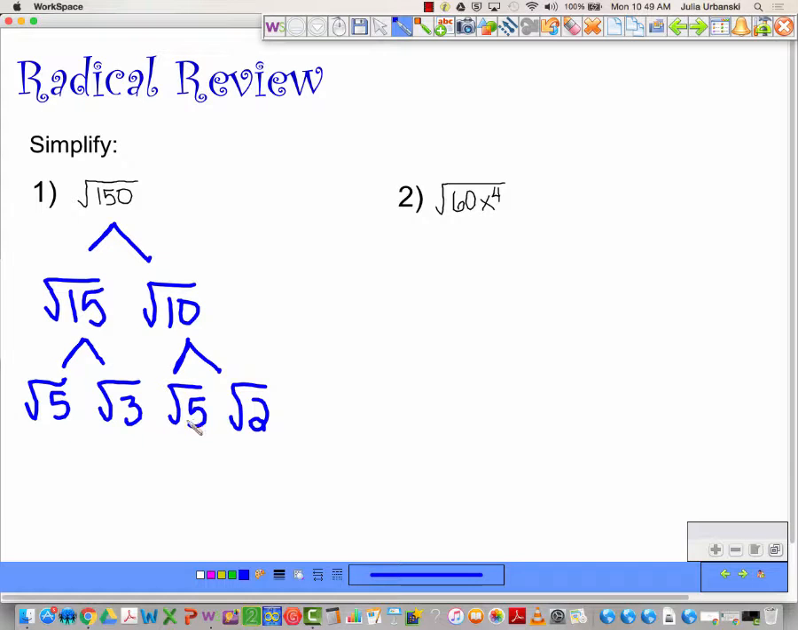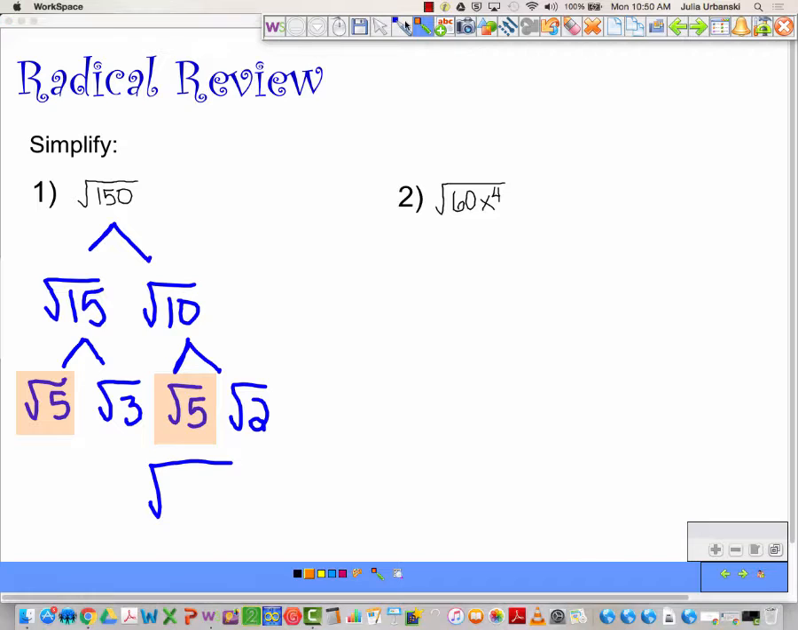Now I have to figure out what goes inside the radical sign and what goes outside the radical sign. So radical 5 times radical 5, they are friends, so they go out together. The 3 doesn't find anything else like it. The 2 doesn't find anything else like it, so they're stuck under the radical sign, and they get multiplied together. 3 times 2 makes 6 inside the house.